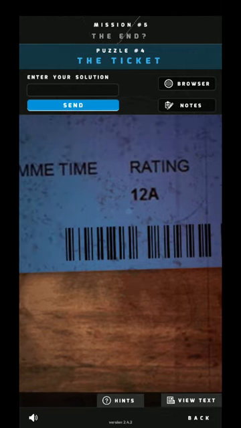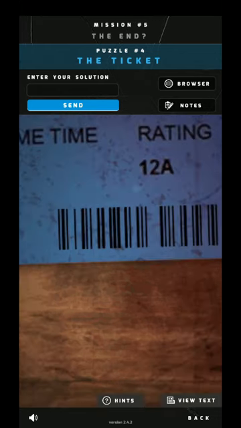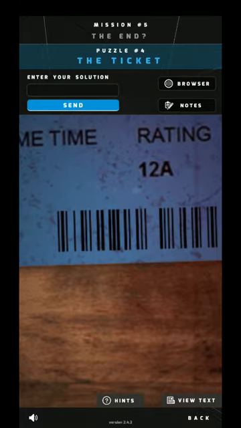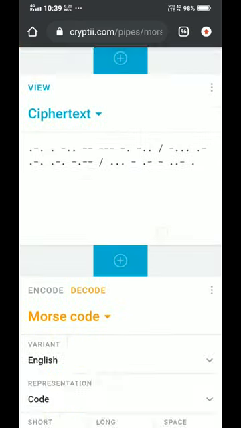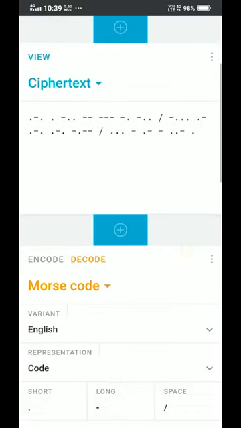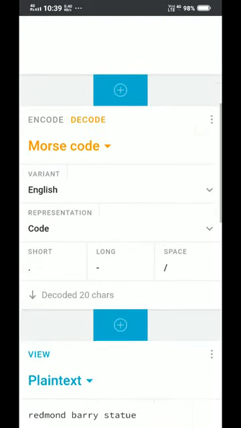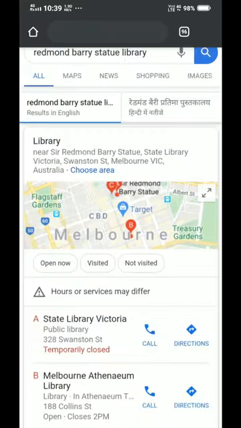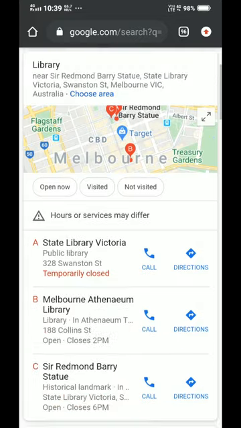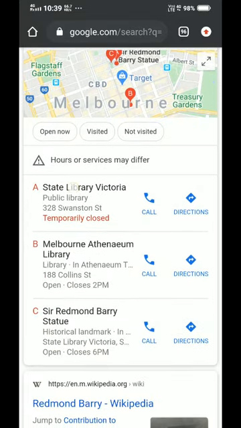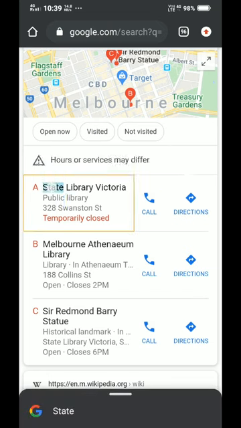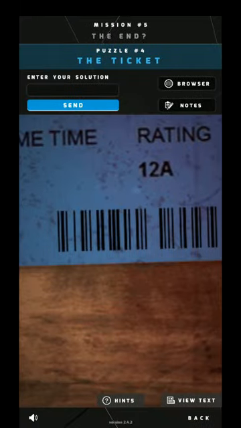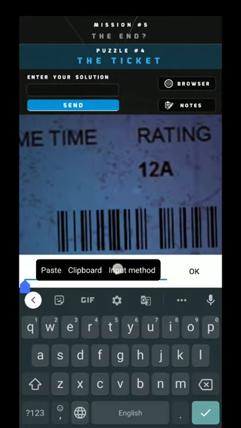There are only two options, and what did I tell you? If there are two options, it's nothing but Morse code, where the thin line represents a dot and a fat line represents a dash. I used our favorite Morse decoder, and I have written it for you. The answer to this is Redmond Barry statue. Next, you write Redmond Barry Statue Library, and you get the answer: State Library, Victoria. We can copy this. So that's your answer.